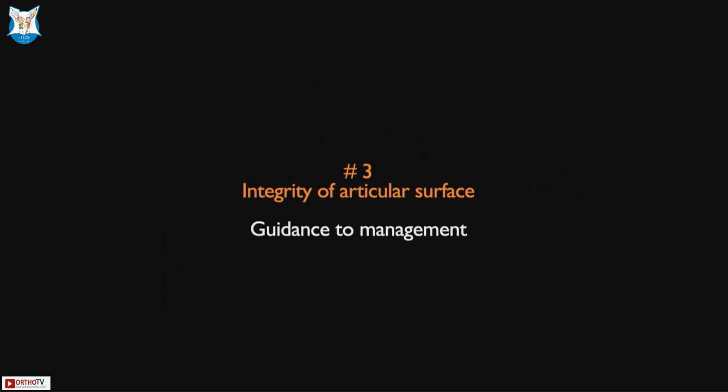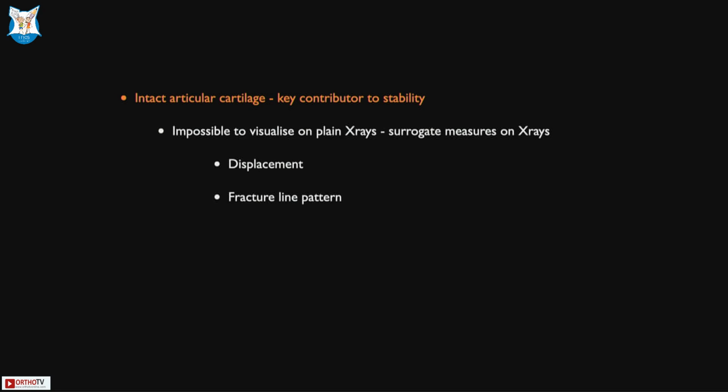So then the next step is you want to know actually is it stable or unstable, and that's what guides you to how you want to manage it. And stability, as Ishwar alluded to, is dependent on the intactness of the articular hinge. And that's difficult to visualize on plain X-rays because it's cartilaginous, you can't see it. So you have to use surrogate measures. You have to see whether, if it's too much displaced, the hinge would likely have been disrupted.